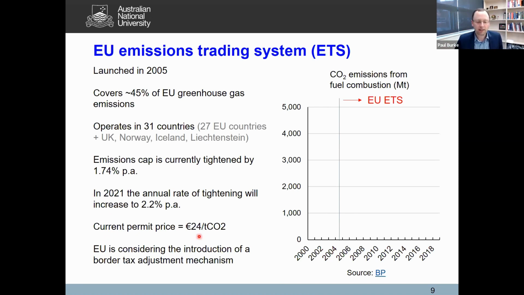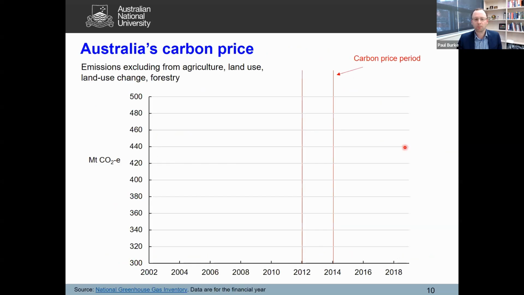The current permit price is 24 euros per tonne CO2. It's quite high. Just having a look at emissions from fuel combustion in the EU, one thing for sure is emissions have been declining since the introduction of the EU ETS in 2005. Quite a nice and steady reduction, really, in CO2 emissions from energy use in the EU.